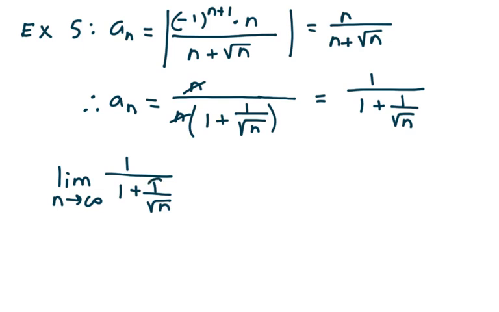And as n gets big, this value is going to go to 0. And so this is equal to 1. And so we can say that this sequence a sub n must converge to 1. And I hope that's okay.